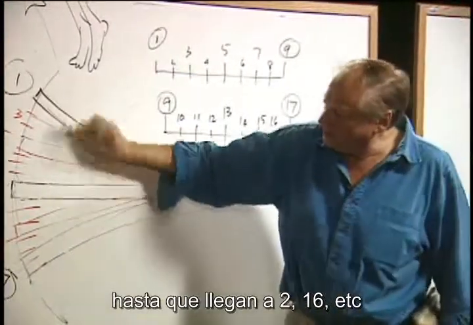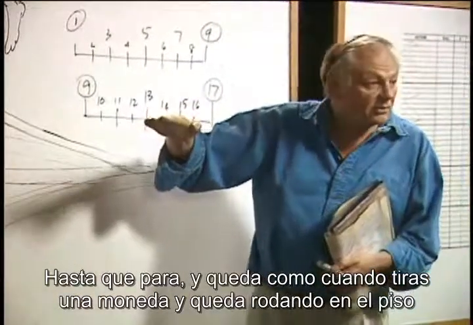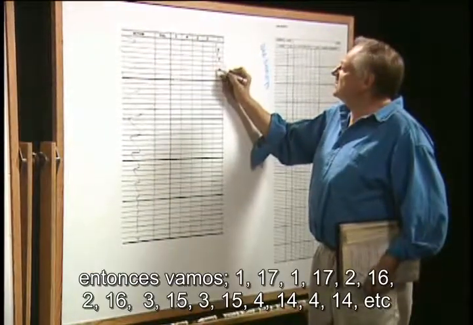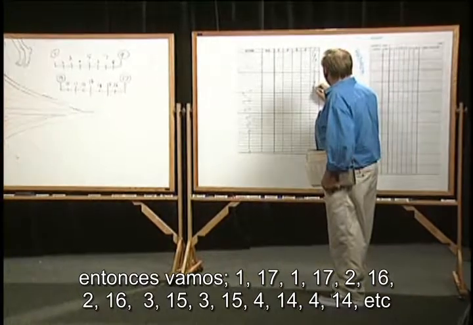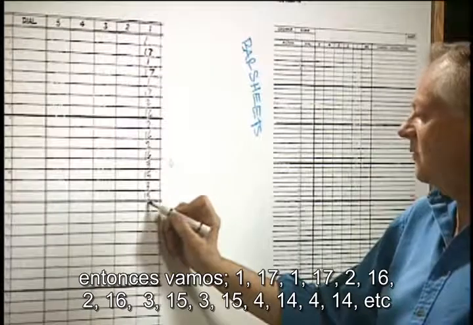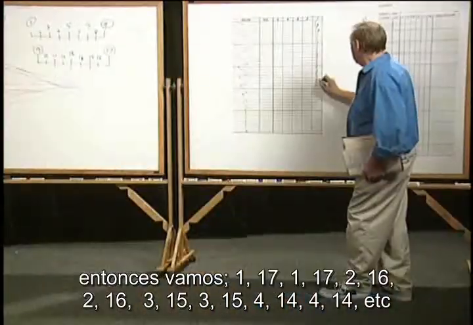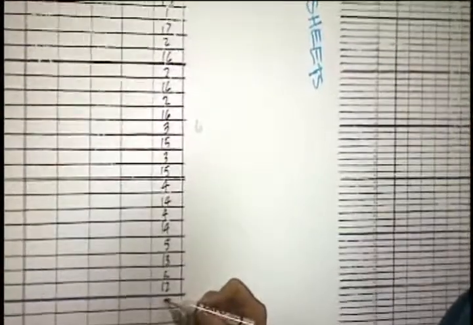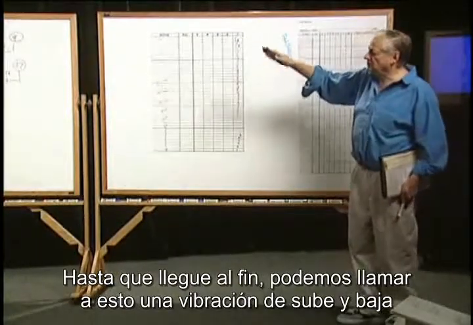And we're going to do this. Wobble, wobble, wobble, wobble, wobble, like a coin spinning on the ground. You can reuse a lot of these drawings over and over again. Let's just go 1, 17, 1, 17, 2, 16, 2, 16, 2, 16, 3, 15, 3, 15, 4, 14, 4, 14, etc. Okay, 5, 13, 6, 12, 7, 11, and you slow up at 7, 11, until it ends. Okay? It's clear? Wobble, wobble, wobble.